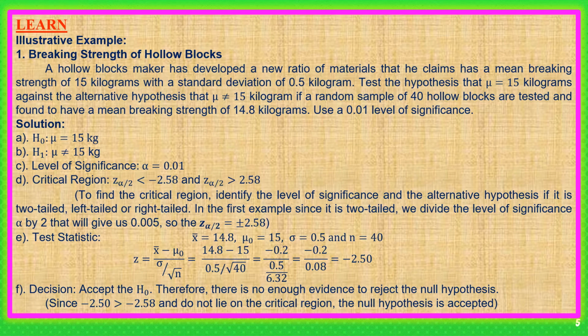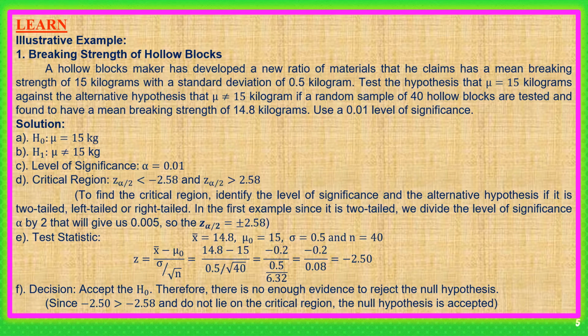So our decision, we have to accept the null hypothesis. So meaning there is not enough evidence to reject the null hypothesis. So we accept the null hypothesis because negative 2.50 is greater than negative 2.58 and does not lie in the critical region.